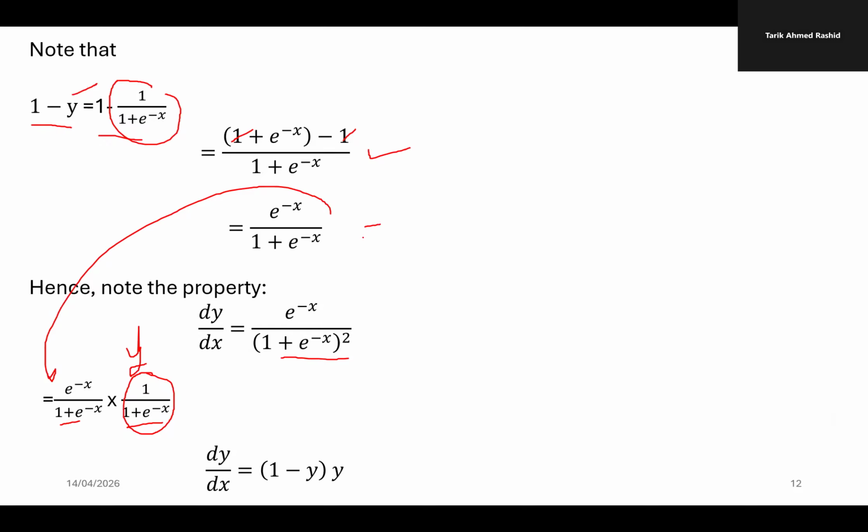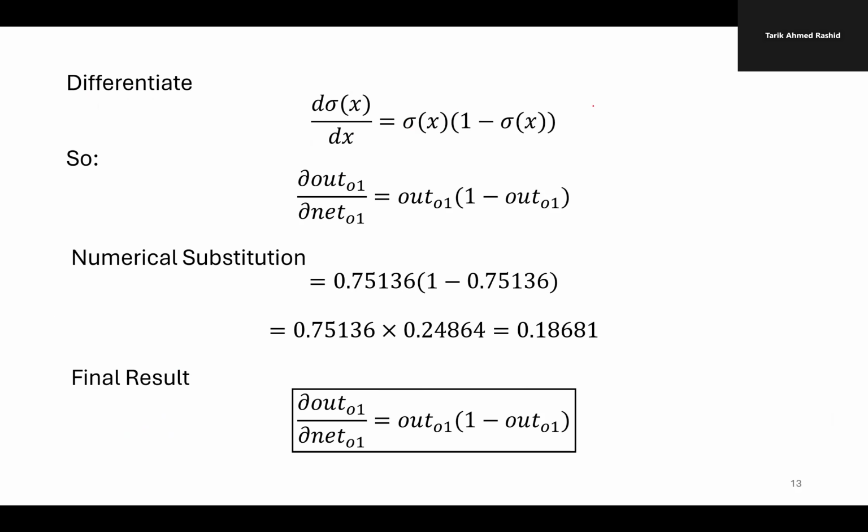This part equals 1 minus y, okay? And this part is y. So then 1 minus y times y. That's the result of the derivative of the sigmoid function. Okay.